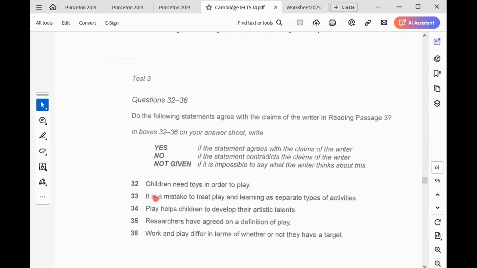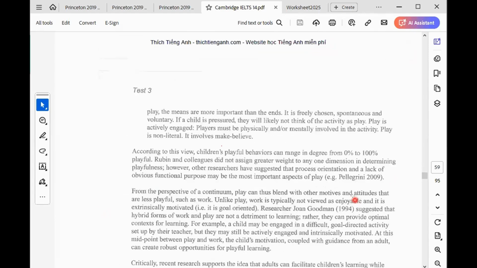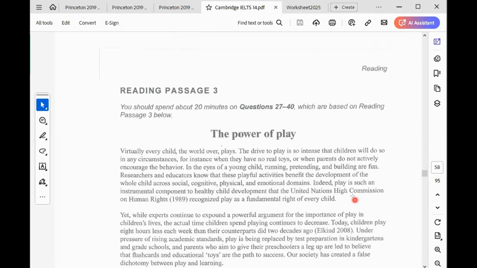Number 33, it is a mistake to treat play and learning as separate types of activities. Okay? It is a mistake to treat play and learning as separate types of activities. So let's see. In the eyes of a young child, running, pretending, building are fun. Researchers and educators know these playful activities benefit development. Okay.